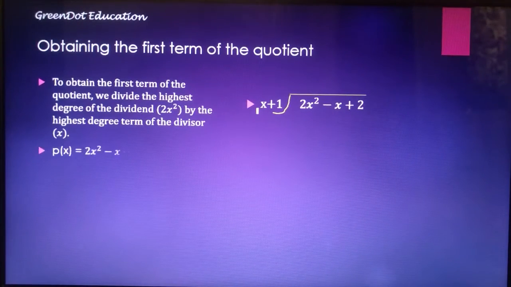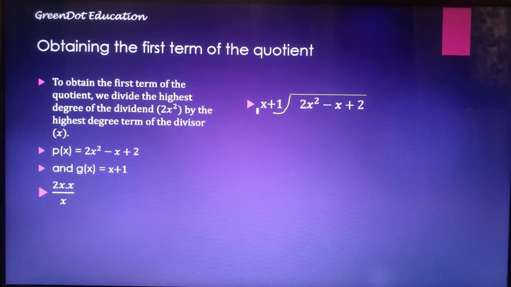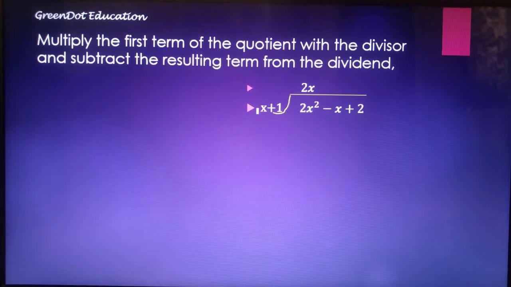Here we have p of x equal to 2x square minus x plus 2 and the second polynomial g of x equal to x plus 1. So we can write 2x square, the first term of the given polynomial, as the product of 2x and x, and divide it by the first term of the divisor, that is x. Here we can see that x gets cancelled out and we are left with 2x. Now using this 2x as the first term of the quotient, we carry on the division further.